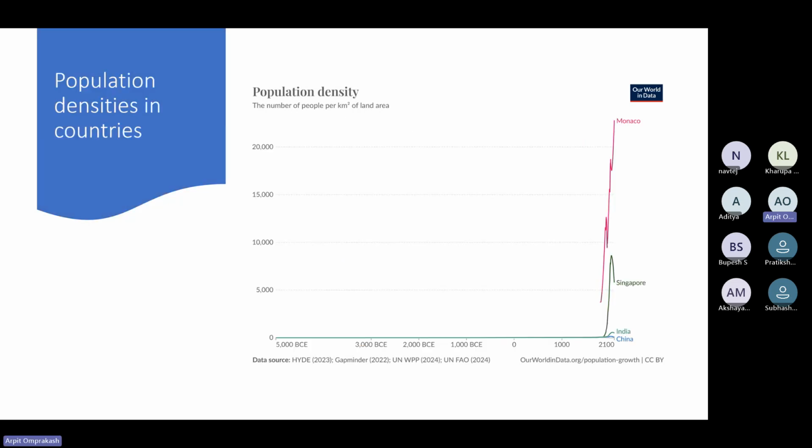So yeah, here's a graph showing the population density, which is the number of people per square kilometer of land area in different countries. Even though India has a very high population, the population density of India is very less compared to other countries such as Singapore and Monaco, where they have a lot of people in a very small area.